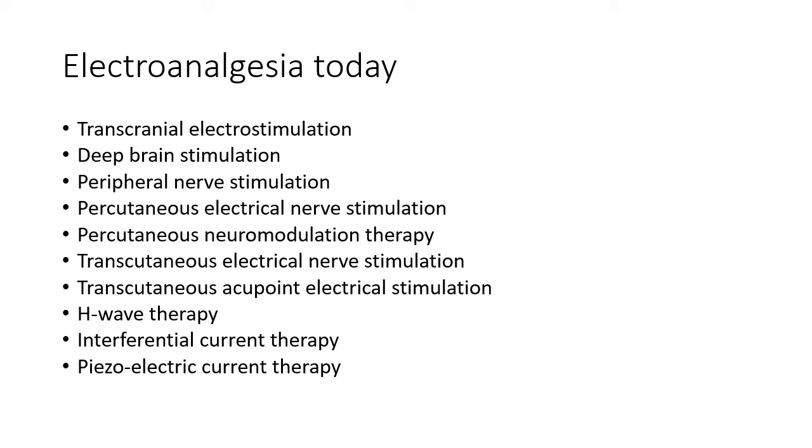But TENS and SCS are only two ways where electroanalgesia is used in pain management in medicine today. Other areas would be transcranial electrostimulation, deep brain stimulation, peripheral nerve stimulation, percutaneous electrical nerve stimulation, percutaneous neuromodulation therapy, transcutaneous electrical nerve stimulation, transcutaneous acupoint electrical stimulation, gate wave therapy, interferential current therapy, piezoelectric current therapy. So as we can see, there's a wide range of electroanalgesia for pain management in medicine today.